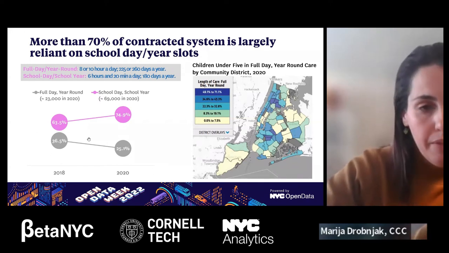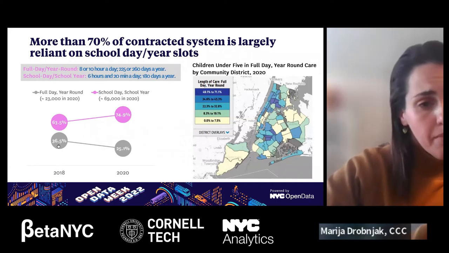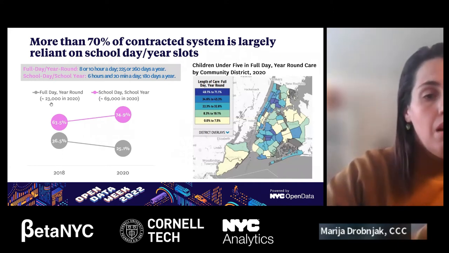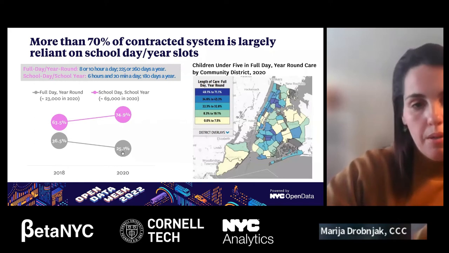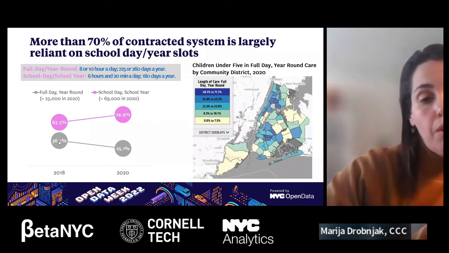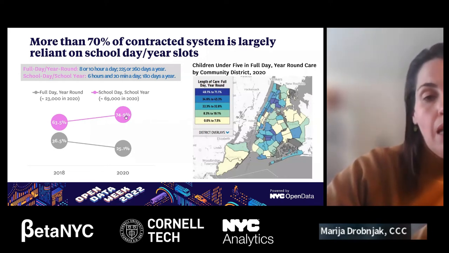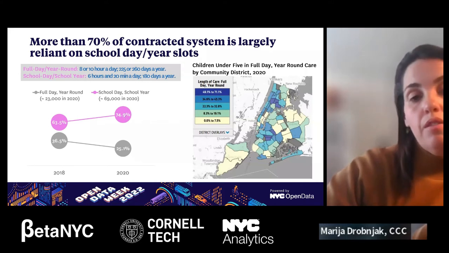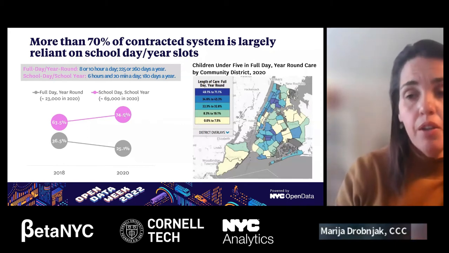So on this chart on the left, this is the whole contracted system showing that full day year-round care seats are around 23,000 in 2020, really declined from 2018. So just in these 2 years. At the same time, the share of seats that are school day increased. It started from 63.5% in 2018, and in 2020, it's 74.9%.